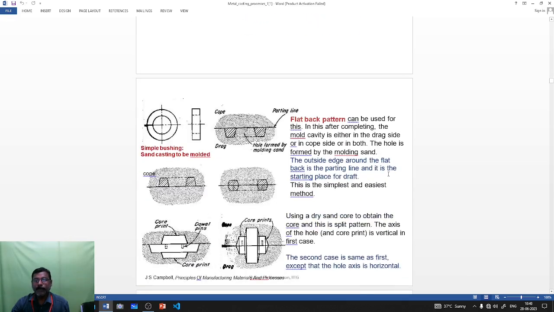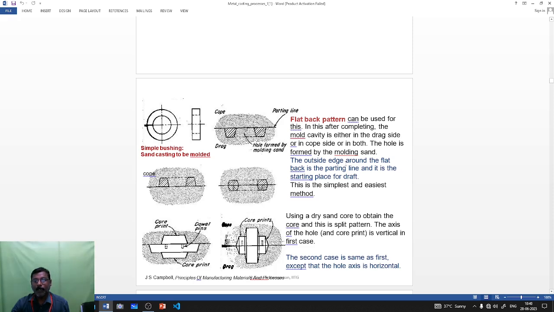So, the various types of patterns. The first one is flat back patterns. These can be used after completing the mold cavity, either in the drag side, or in the cope side, or both. The hole is formed by the molding sand.